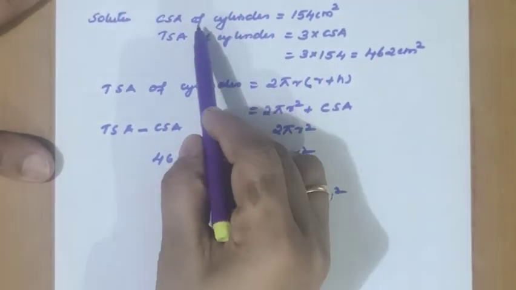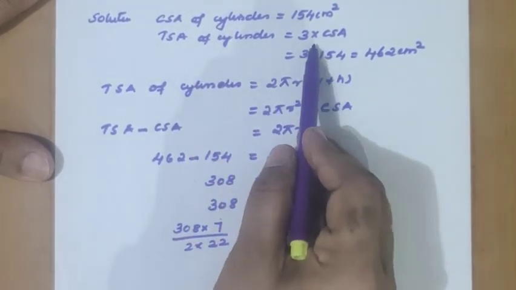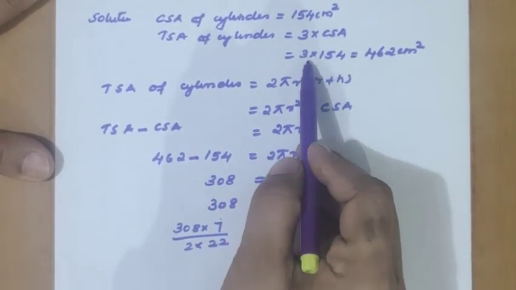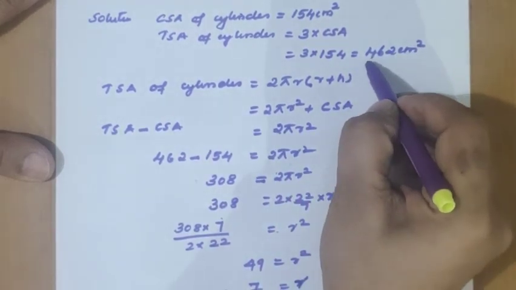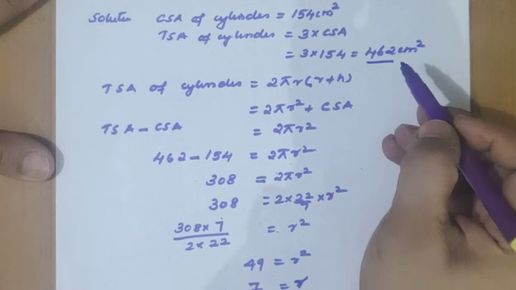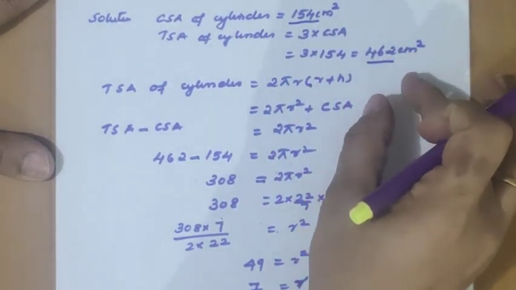So that is CSA of the cylinder 154 centimeter square. TSA of the cylinder is 3 into CSA. So 3 into 154, which is equal to 462. That means we got a total surface area as 462 and a curved surface area as 154. These two values we are having.